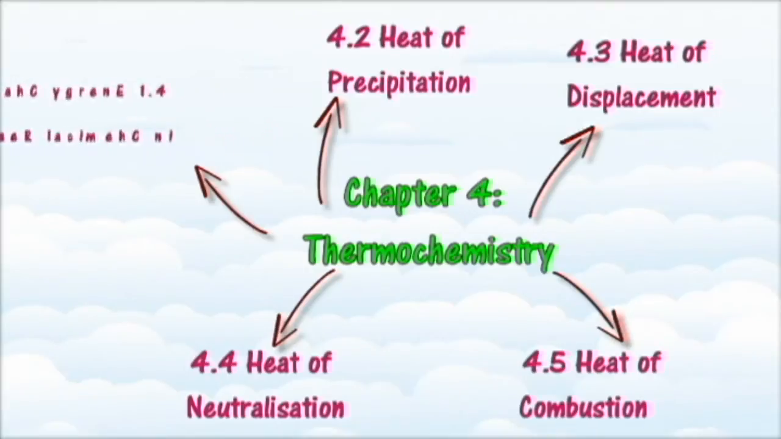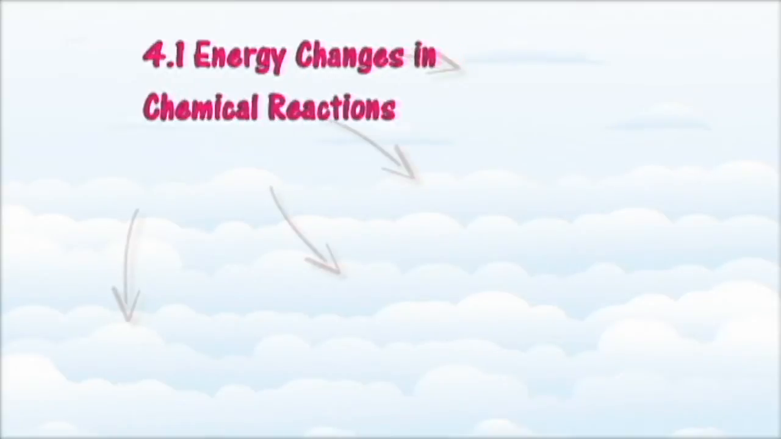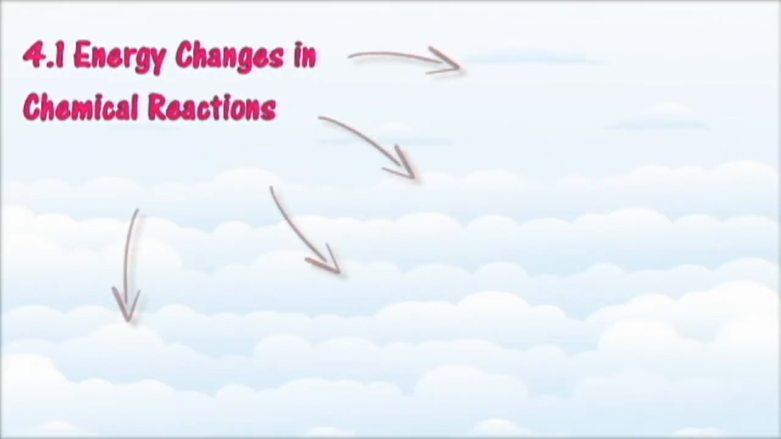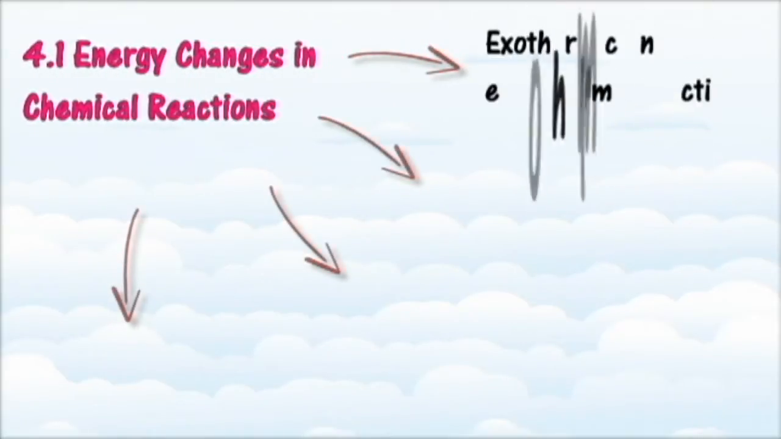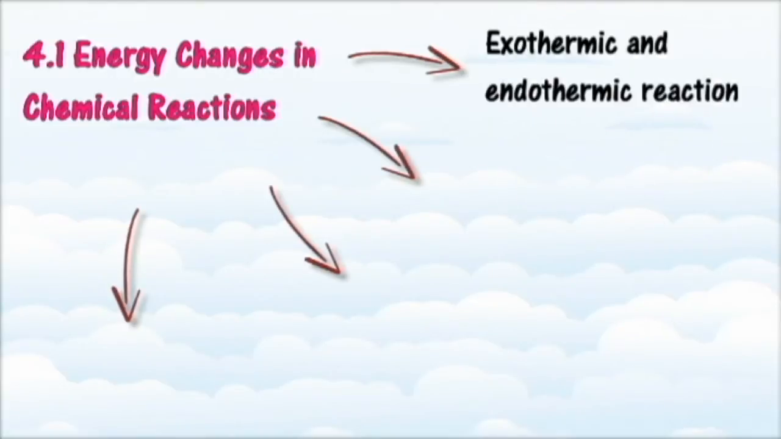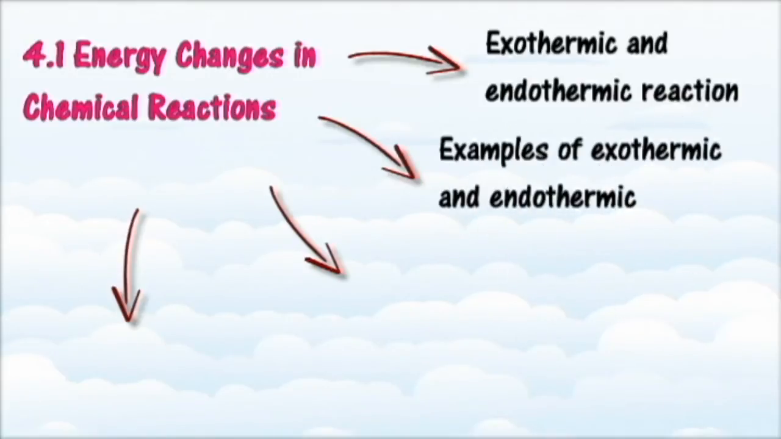In section 4.1, we will learn about energy changes in chemical reactions. At the end of this section, you should be able to state what exothermic reaction is, state what endothermic reaction is, identify exothermic reactions and endothermic reactions. Give examples of exothermic reactions and endothermic reactions.